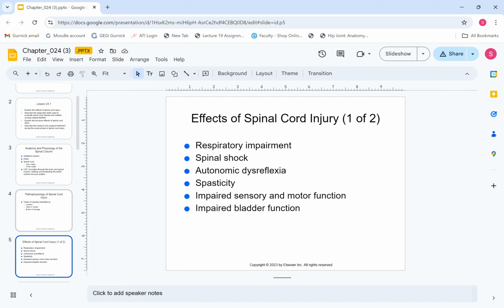So we have to do a lot to prevent autonomic dysreflexia, and that means taking vital signs fairly often, so we know when the blood pressure is going up. We know when the heart rate's going up.